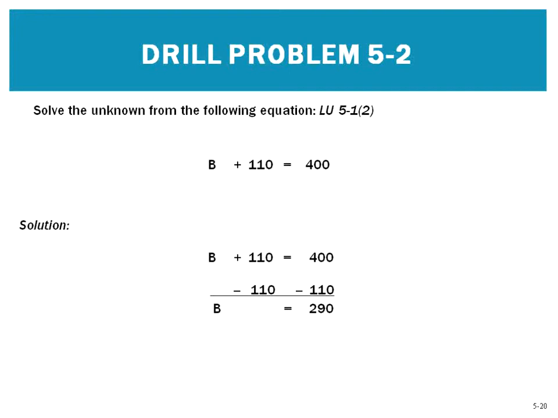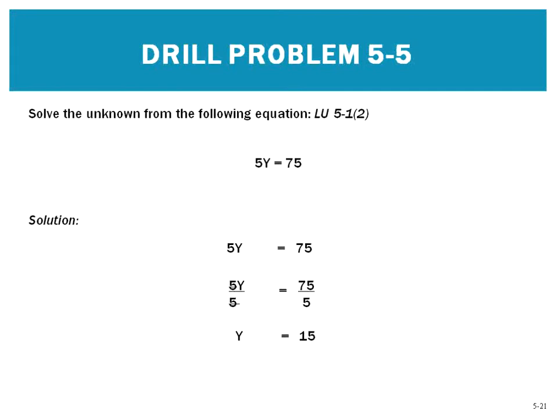How do we get rid of that 110 and take it to the other side? Because it says plus 110, we have to minus 110 on this side, minus 110 on this side. And 400 minus 110 is equal to 290. So B is equal to 290. Let's check. Is 290 plus 110 400? Yes, it is. That means our answer is correct.